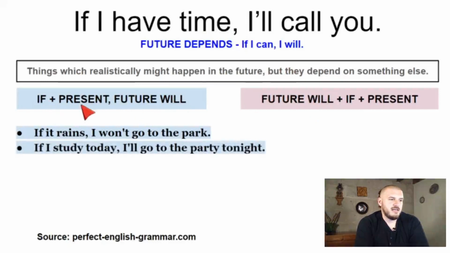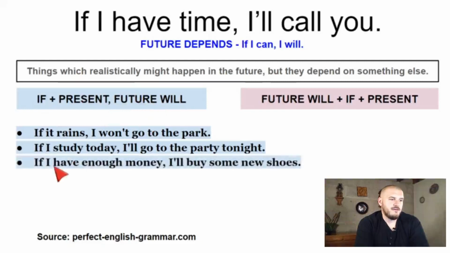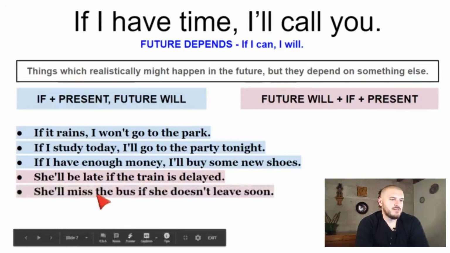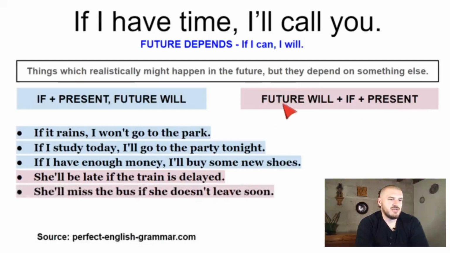If I study today, I will go to the party. If I have enough money, I will buy some shoes. She will be late if the train is delayed. So that's a different structure. She will miss the bus if she doesn't leave soon. And finally, if I see her, I will tell her, right?